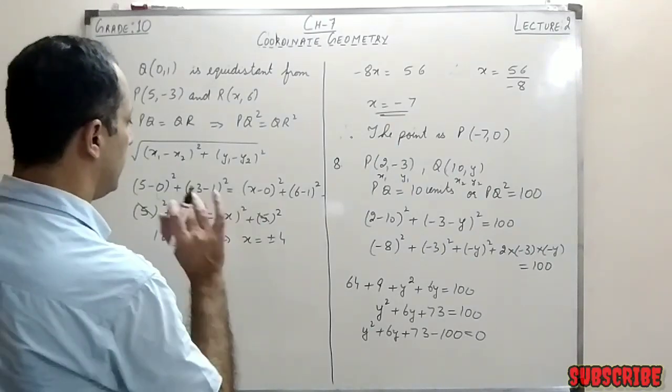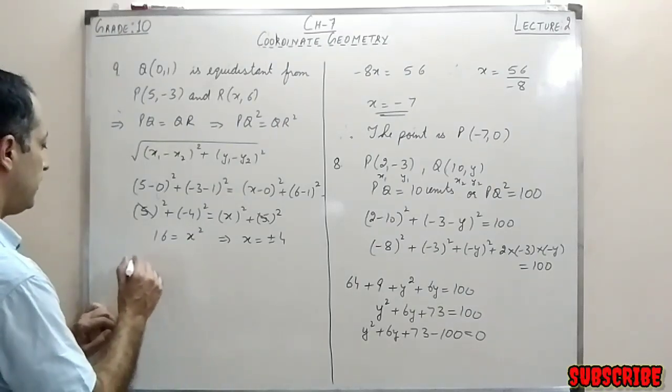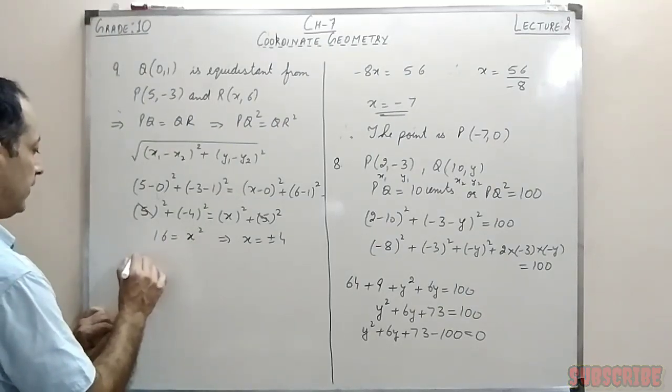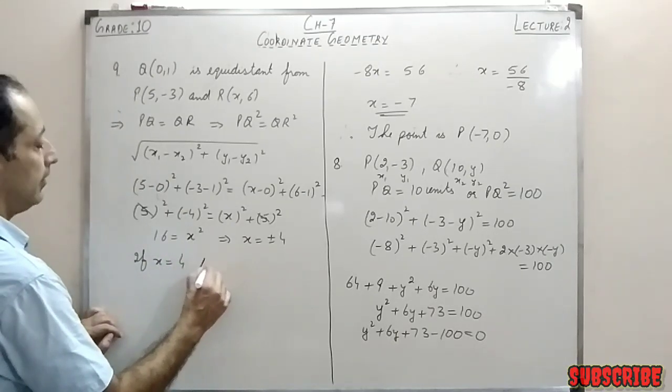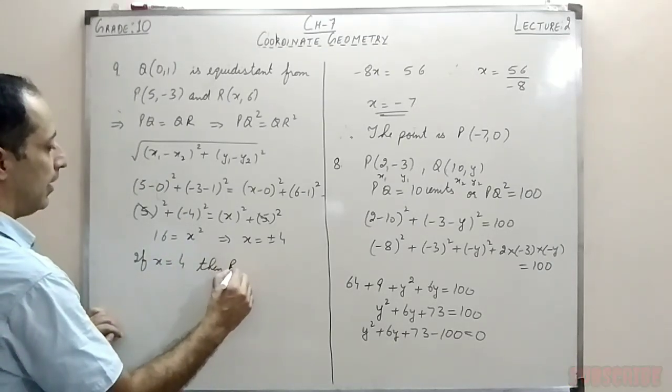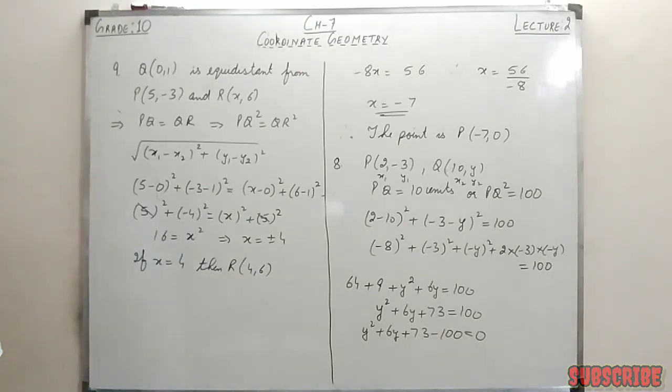Now it is given in the question that after we find the value of x, we have to find the distances QR and PR. So first of all we take x as 4. Now we write, if x equals 4, then R will be (4, 6), right?